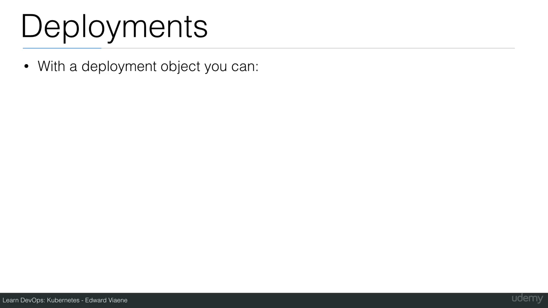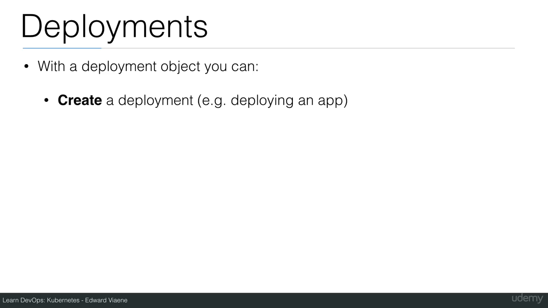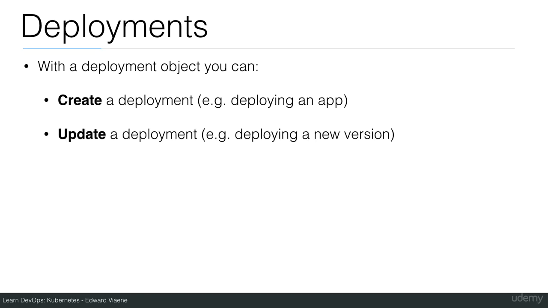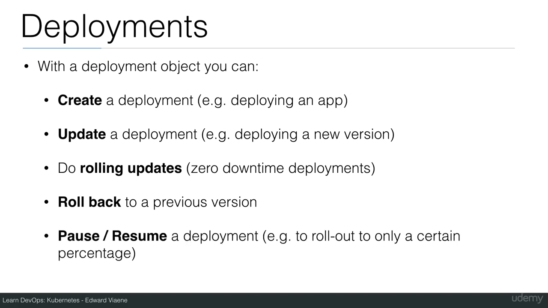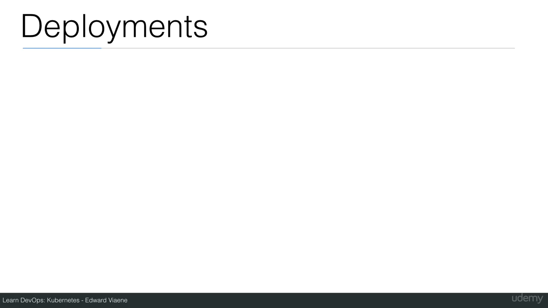With a deployment object, you can create a deployment, for instance, just deploying an app, or update a deployment, deploying a new version of your app. You can also do rolling updates, which means zero downtime deployments. You're not immediately going to update your whole app, but you're going to do it in steps so that you will have zero downtime during this deployment. You can also easily roll back to a previous version of your app. You can pause and resume a deployment as well. For instance, if you want to roll out to only a certain percentage of your running pods.